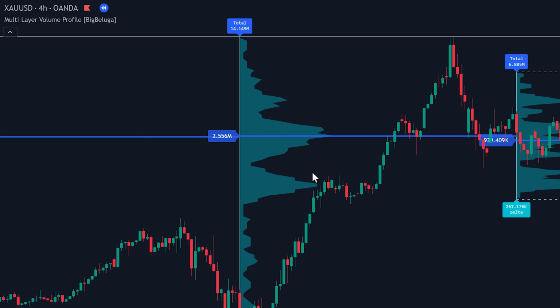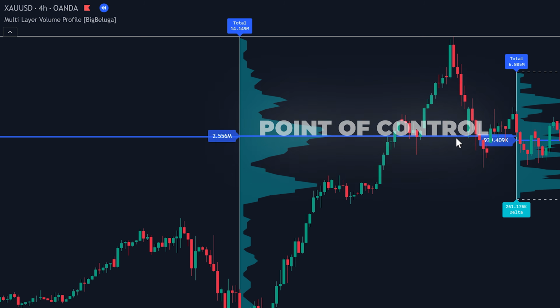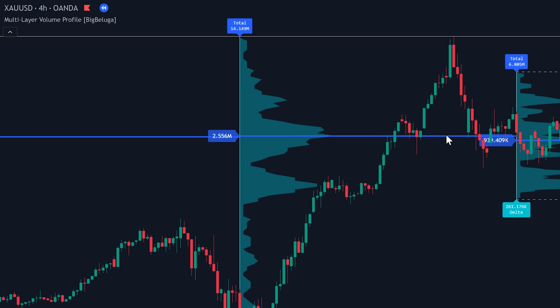Running straight through the fattest part is a bright blue horizontal line called the point of control. That single price saw the most volume, which means the market considered it fair value. Price often pauses on the point of control before making its next real move.